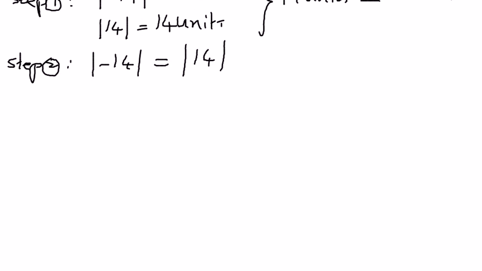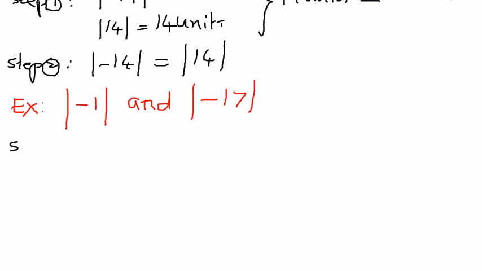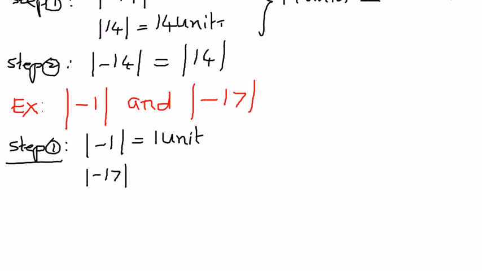Okay, so let's try one more example, and this time let us take two numbers which are of this nature. We have the absolute value of -1, like that, and we have the absolute value of -17. As step number 1, the absolute value of -1 is equal to 1 unit, and the absolute value of -17 is 17 units.